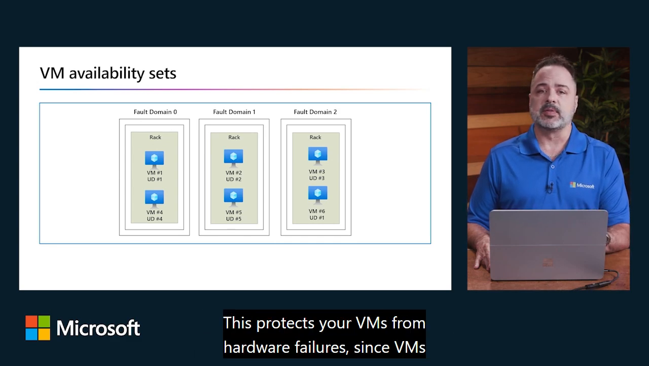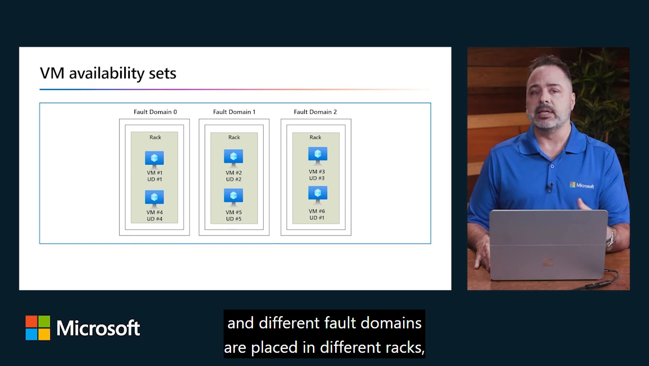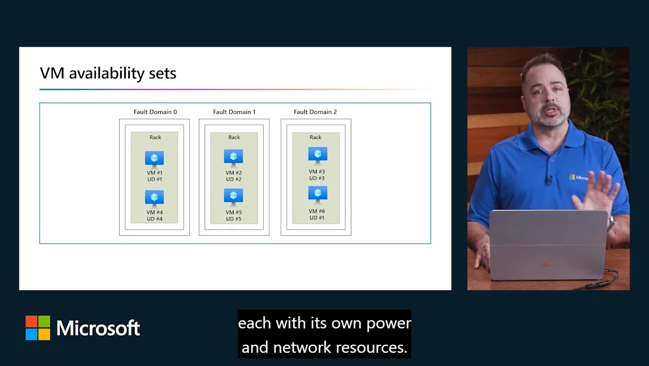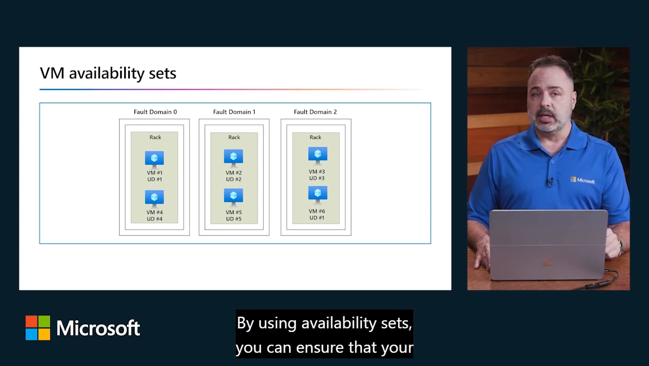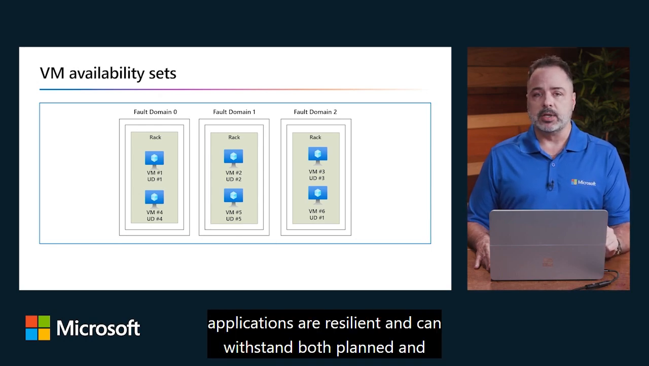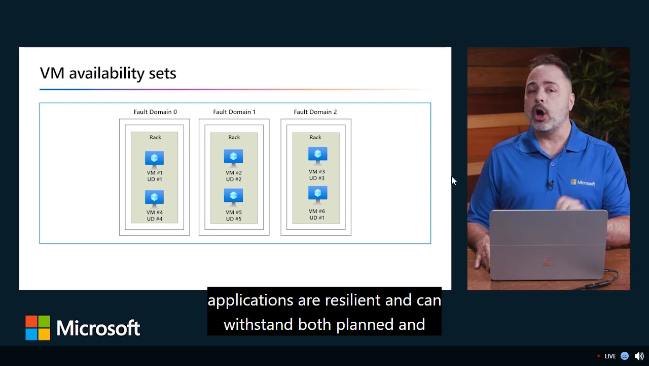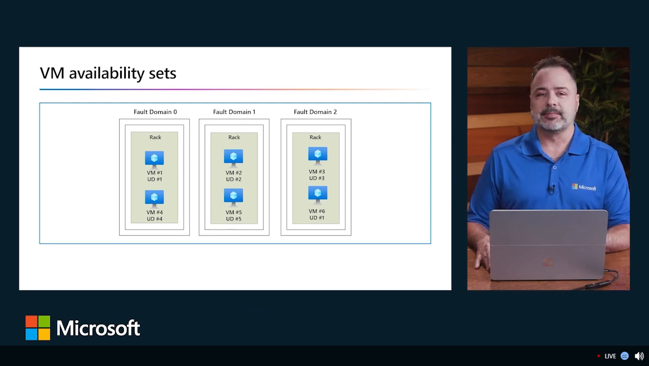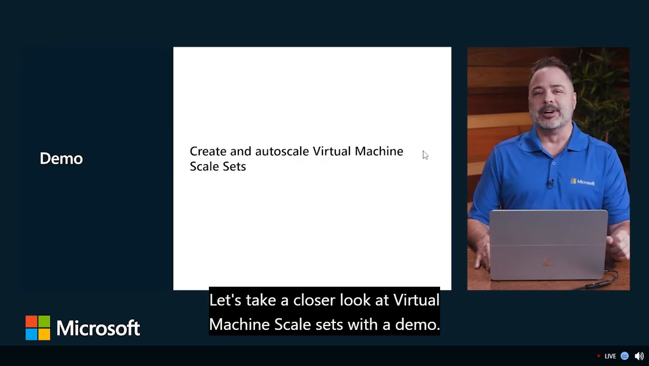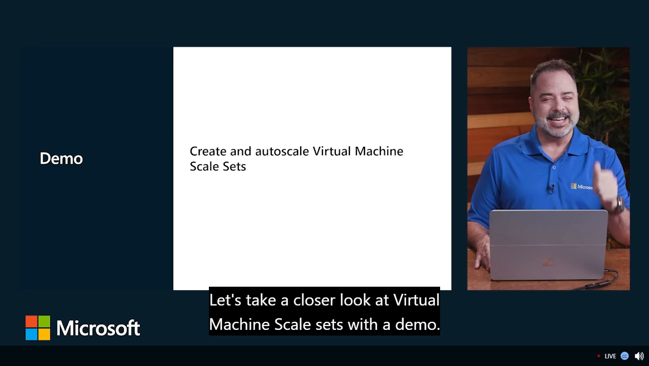This protects your VMs from hardware failures, since VMs in different fault domains are placed in different racks, each with its own power and network resources. By using availability sets, you can ensure that your applications are resilient and can withstand both planned and unplanned outages. Let's take a closer look at virtual machine scale sets with a demo.